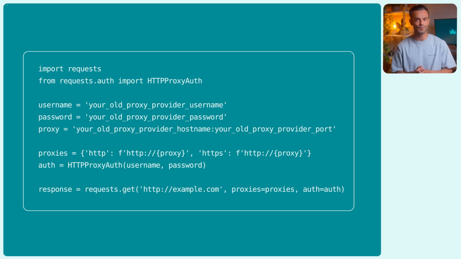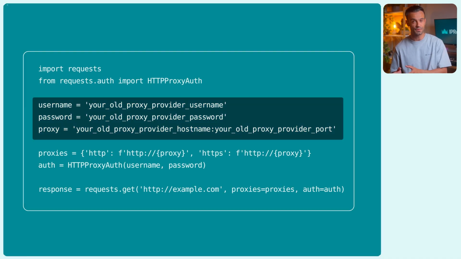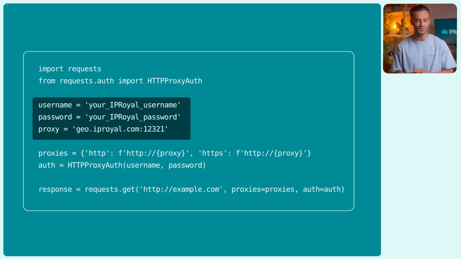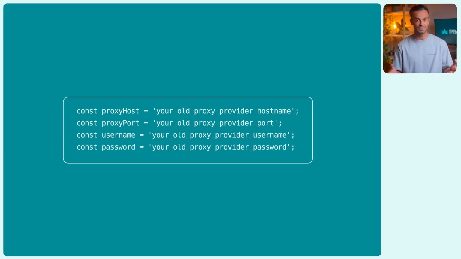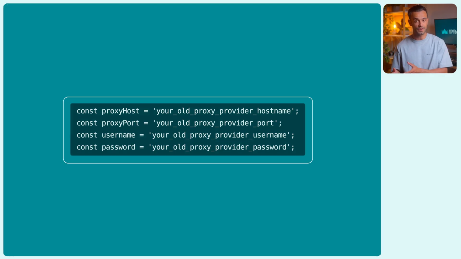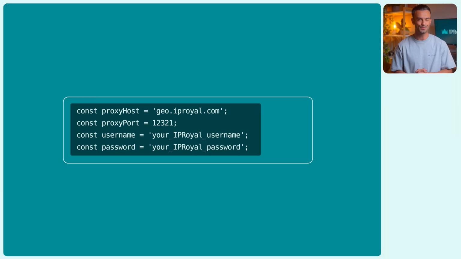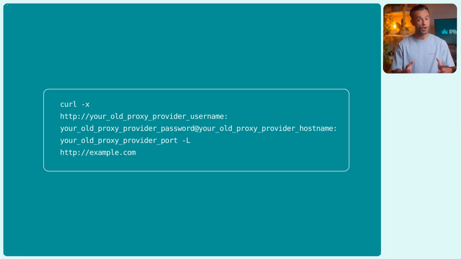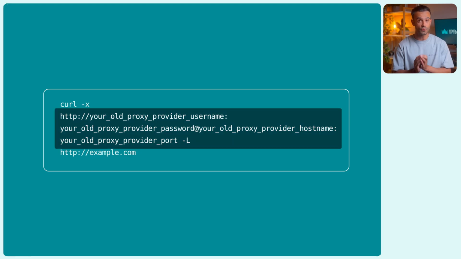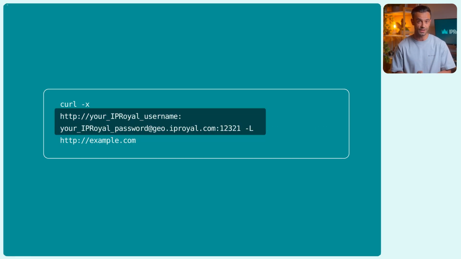Here are a few examples using our residential proxies. In Python, replace your old proxy provider's username, password, hostname, and port with your IPRoyal proxy credentials. Same pattern in Node. Replace your old provider's username, password, hostname, and port with your IPRoyal proxy credentials. And in curl, it's updating one line. Change only those 4 values with your IPRoyal details.